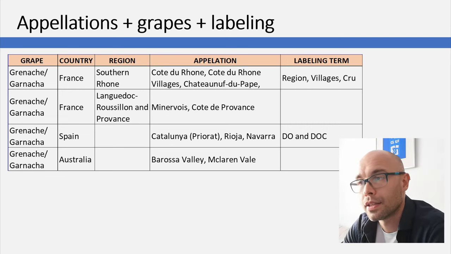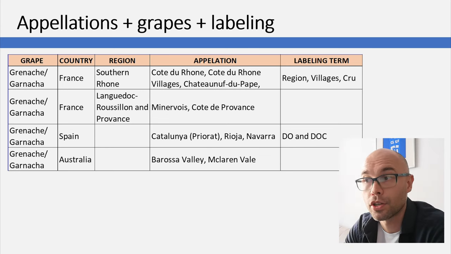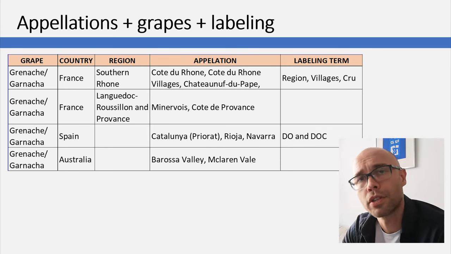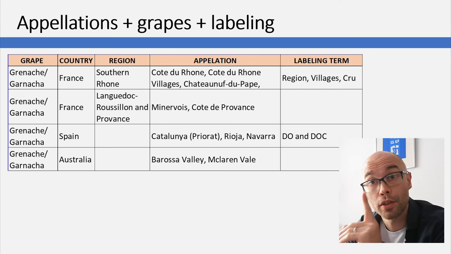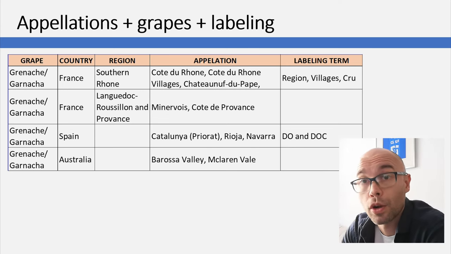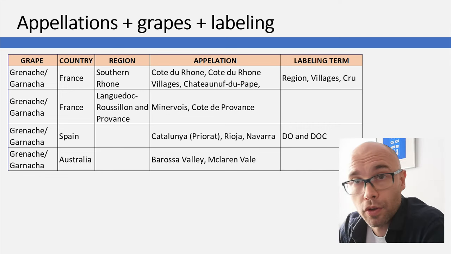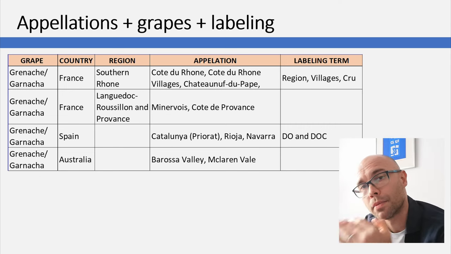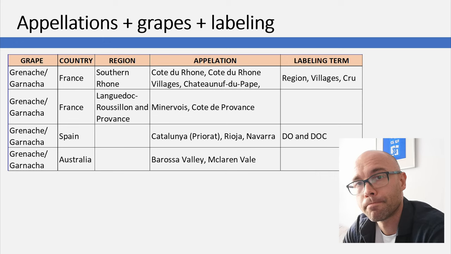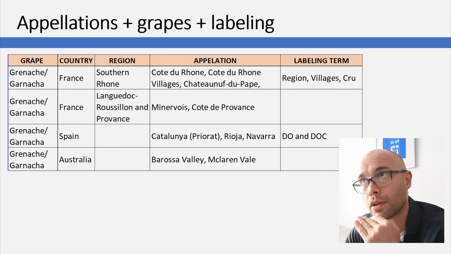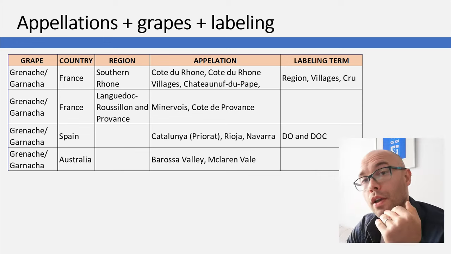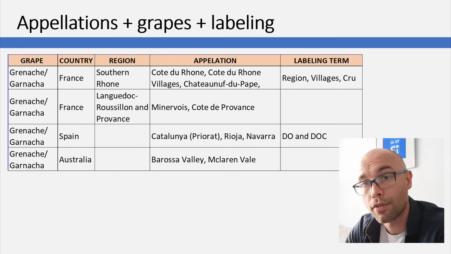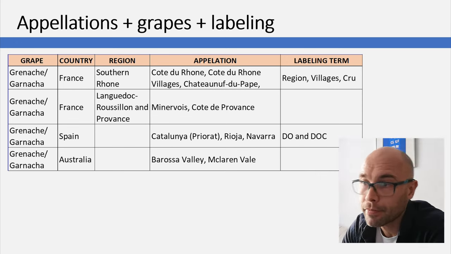So in the Southern Rhone, the appellations that you need to remember are that regional appellation Côtes du Rhône, the more restricted area Côtes du Rhône Villages, and then you need to remember one cru appellation which is called Châteauneuf-du-Pape. So again, very similar classification, quality hierarchy like in Burgundy. So you have your regional, you have your village, and then you have your cru wines.